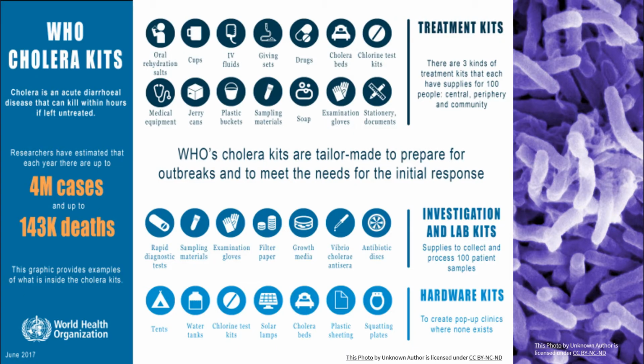So this is what cholera aid would look like when the WHO recommends how to take care of people who have cholera. So there are treatment kits that are brought in, there are laboratory investigation kits that are brought in, and hardware kits that are brought in to help when there is a cholera outbreak. There are an estimated 4 million cases and 143,000 deaths from cholera worldwide each year, and these estimates are from 2017.